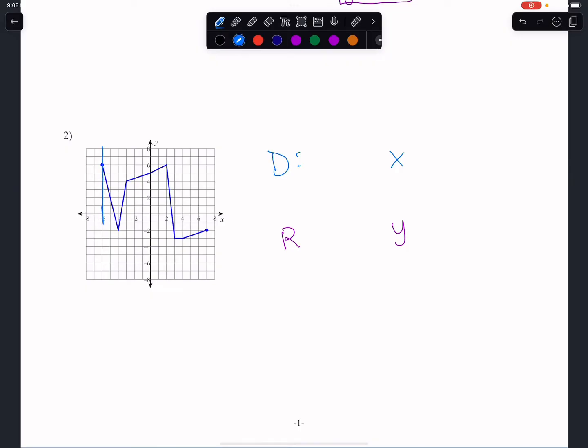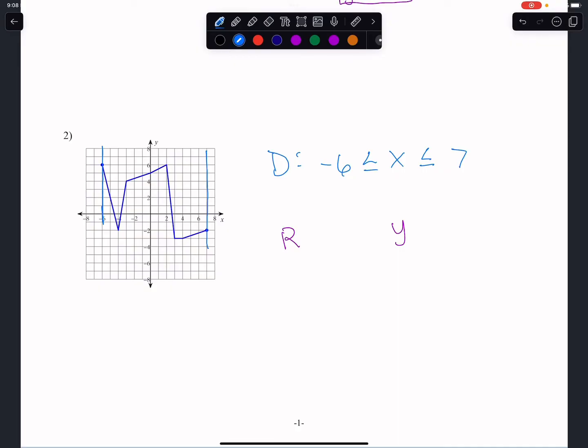It's going to go here. And my furthest left is at -6, and there's a closed dot, which means I'm going to have the equal to symbol on the bottom. What's the furthest right this thing goes? +7. And there's a closed dot on that. So that is my domain.